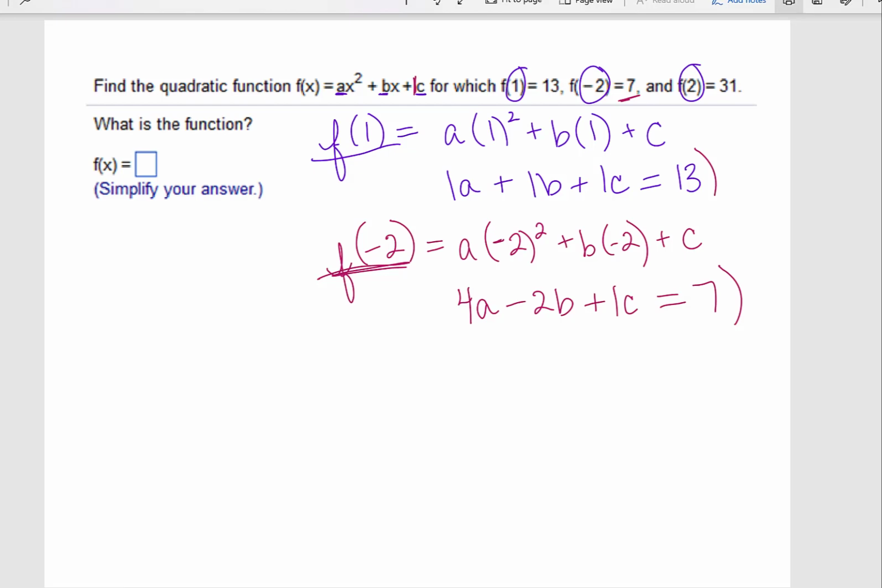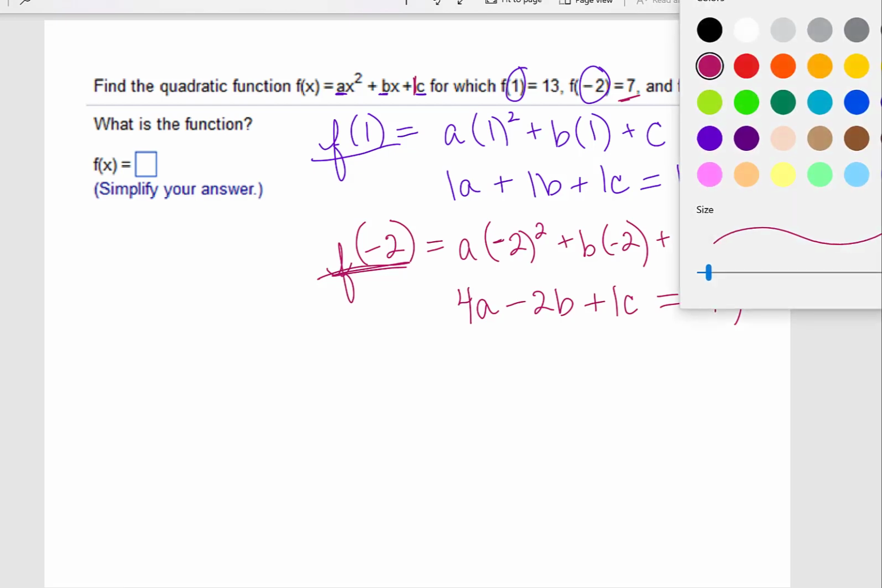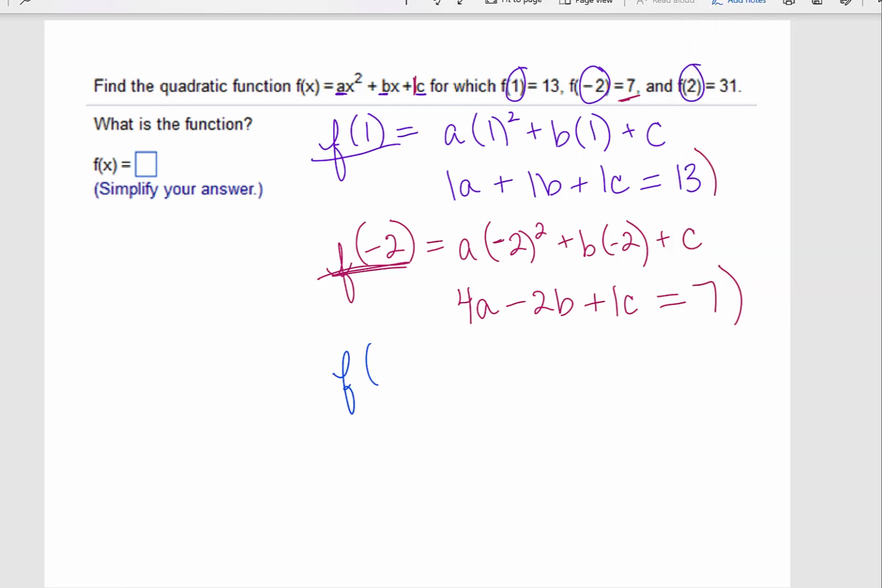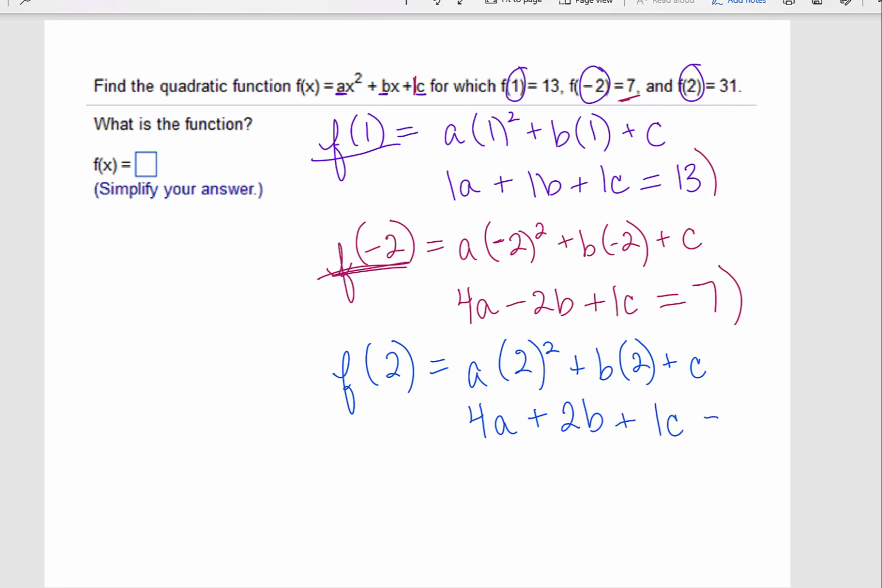All right, and then f of 2, plugging in a 2 everywhere there would be an x, and then plain old c. So simplifying 2 squared would be 4a plus b times 2 would be 2b, and then c is just 1c. And we said f of 2 equals 31. So there goes our system.